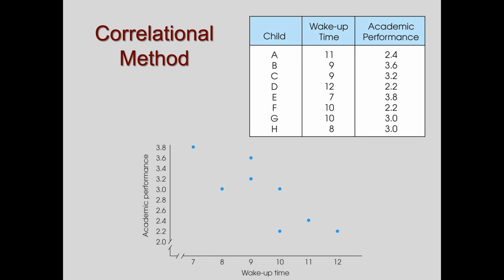As someone wakes up later and later, generally their grades are going down. Look at the left-hand side. If they wake up at 7 o'clock, the grades tend to be higher, 3.8 average. If they wake up at 8 or 9 o'clock, you're still getting high grades. You start waking up at 10, 11, or 12 o'clock, the grades are getting lower. So there is a correlation between them.